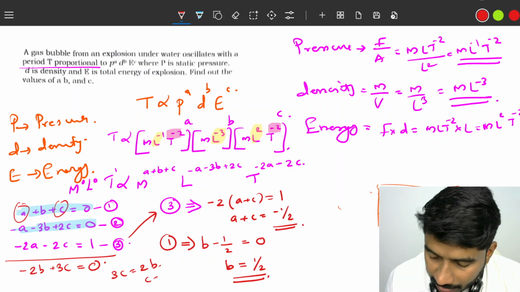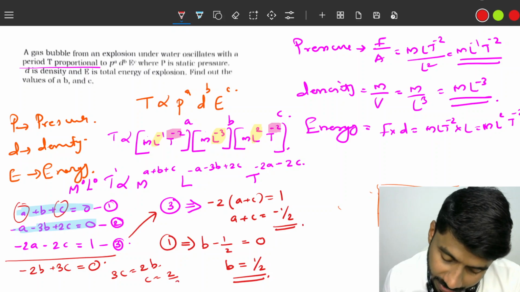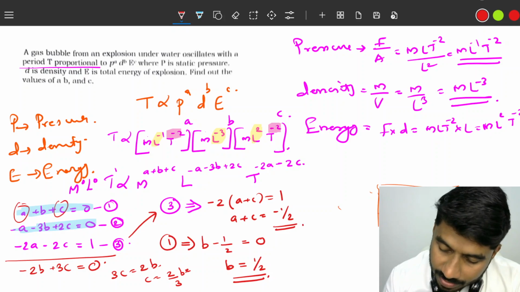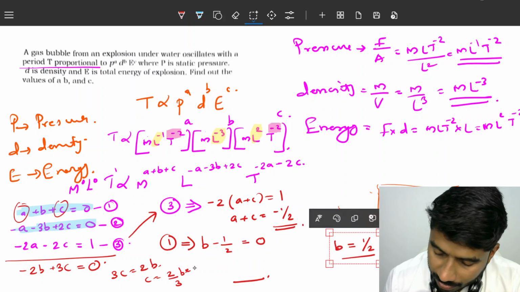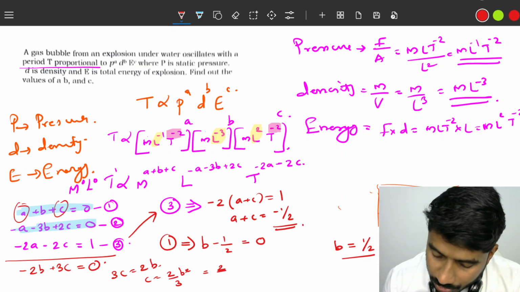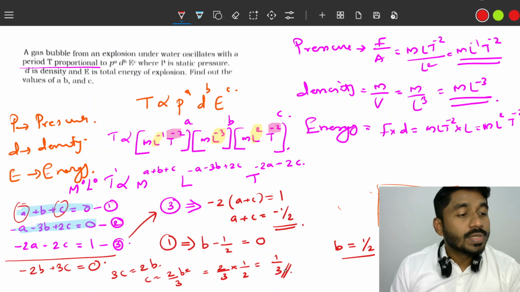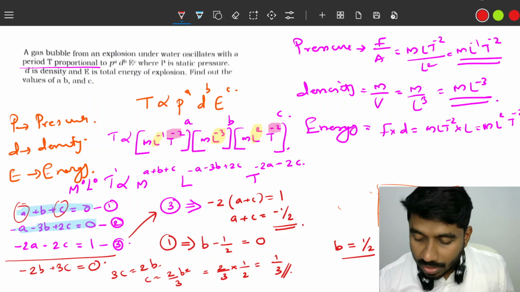And what is C from here? It is 2 by 3 into B, and substitute the B here. 2 by 3 into 1 by 2, you will get 1 by 3. So you will get C as 1 by 3, B as 1 by 2.